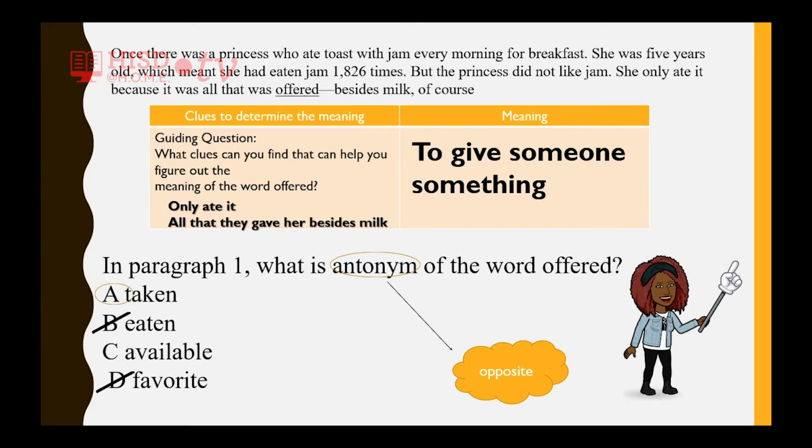From there, I determined that the best answer choice is taken. Taken is going to be opposite of offer because if someone offers you something, they're giving you something. The opposite of someone giving you something is you taking it from them. So that's why I determined that the best antonym of offered is taken.